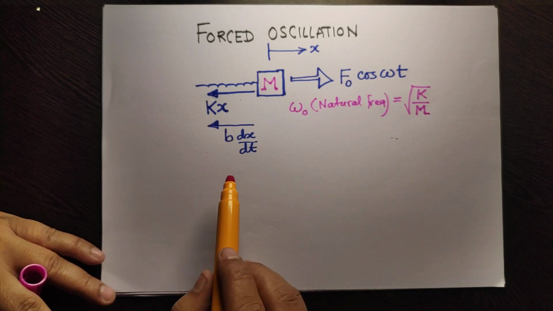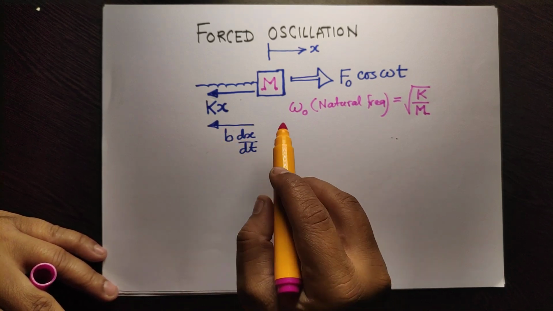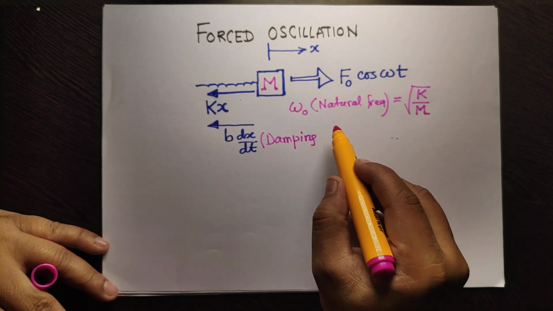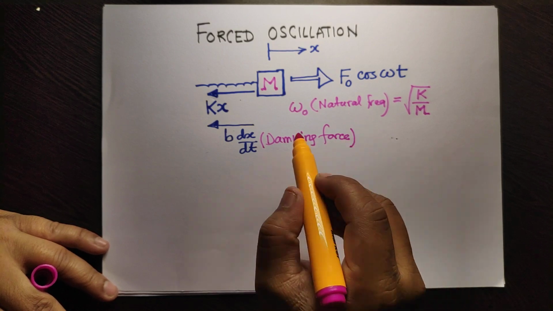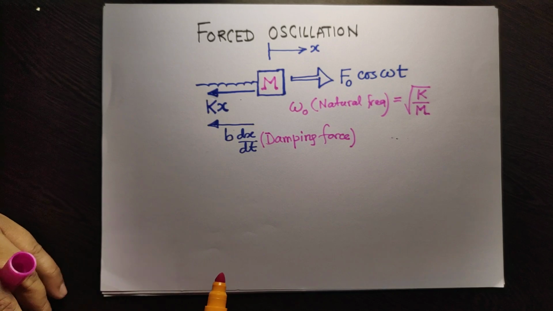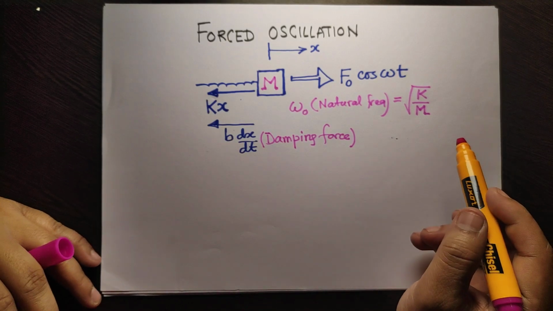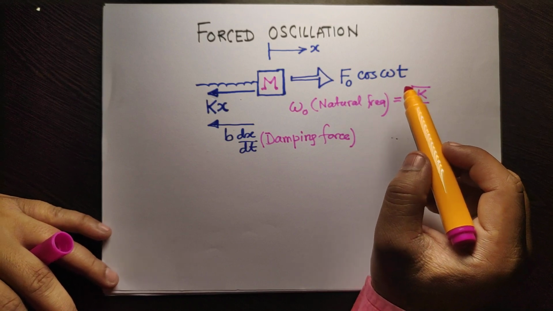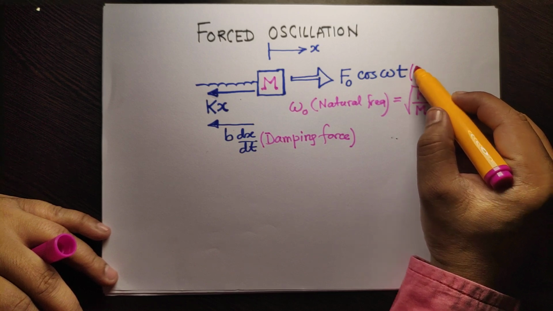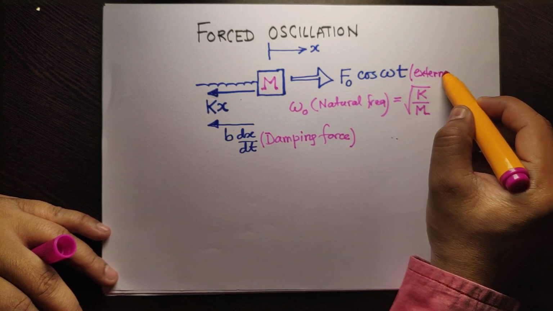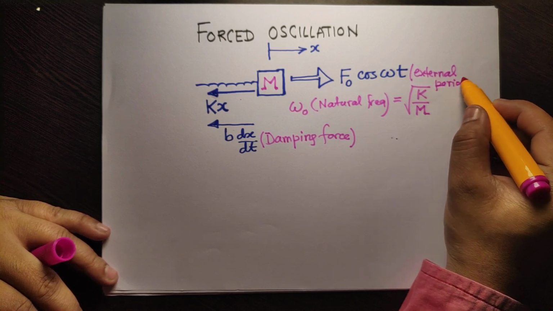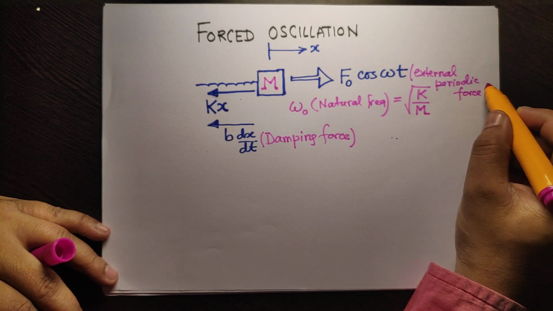Now, in damped oscillation, this force also acts. This is the damping force. It is proportional to the velocity, that is dx by dt. Now, in forced oscillation, an external periodic force acts on the particle. So, this is an external periodic force, right?